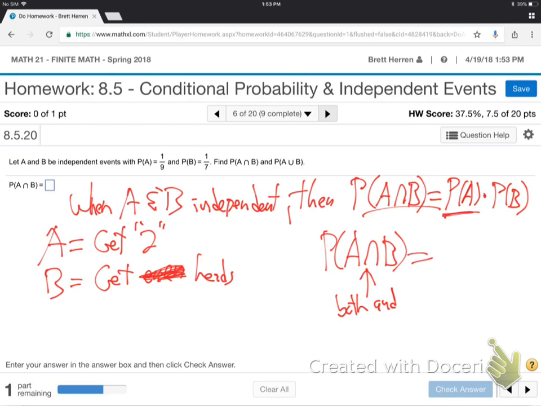Well, it's whatever the chance of A is. What's the chance I'm going to get a 2? You roll a die, what's the chance you're going to get a 2? Just that, nothing more. Just 1/6, right? There's 6 things that can happen. 1/6 chance of getting a 2.